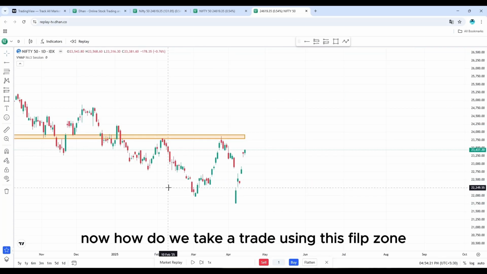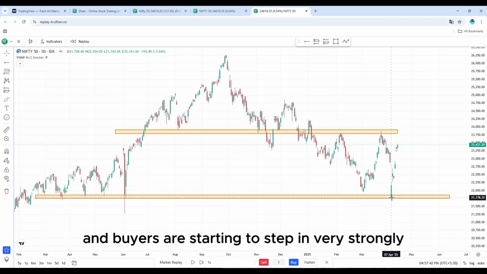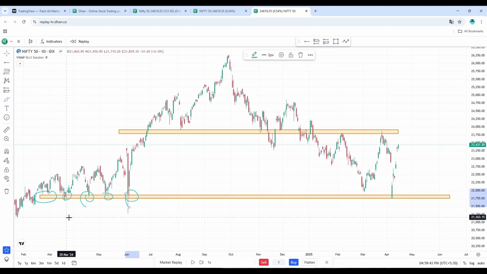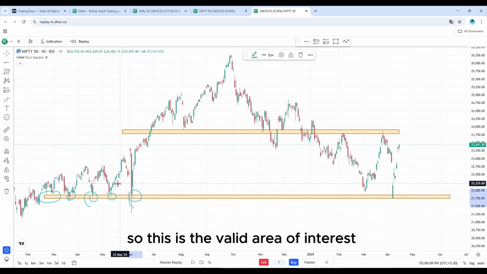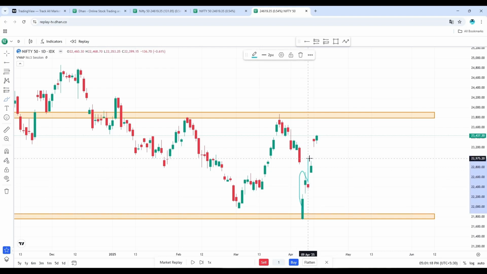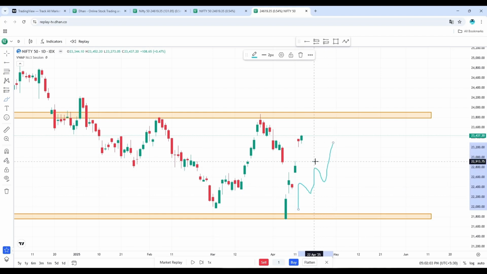Now how do we take a trade using this flip zone? What I see is this previous resistance pushed the market down till here, and buyers are starting to step in very strongly from here: 1, 2, 3, 4, 5. There are a total of 5 touches of strong support here. So this is a valid area of interest we will also use, and a strong uptrend starts from here. The basic idea of an uptrend is just the continuation of higher highs and higher lows, highs and lows, highs and lows.